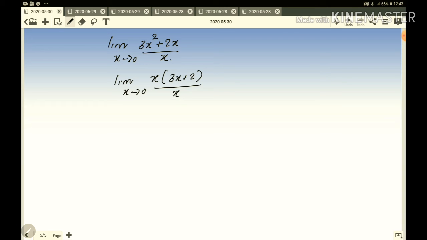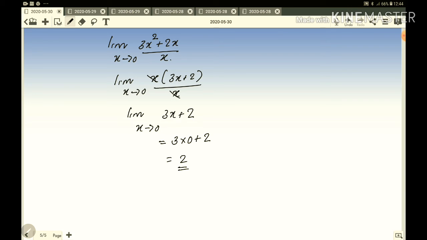Now we can see that x and x cancel, right? So it's going to be limit x tends to 0, 3x plus 2. See, we simplified that one. There is no denominator, so now there is no problem. I can find the limit of the function. The undefined condition is gone. Now I can apply the limit, replacing x with 0. That is 3 times 0 plus 2. So the answer is going to be 2. So this is how we are finding a limit.